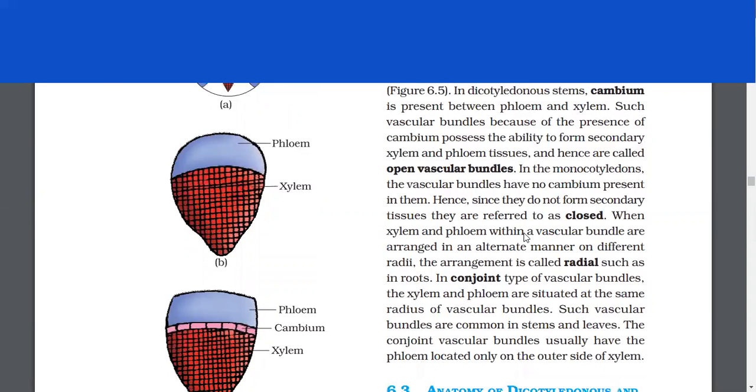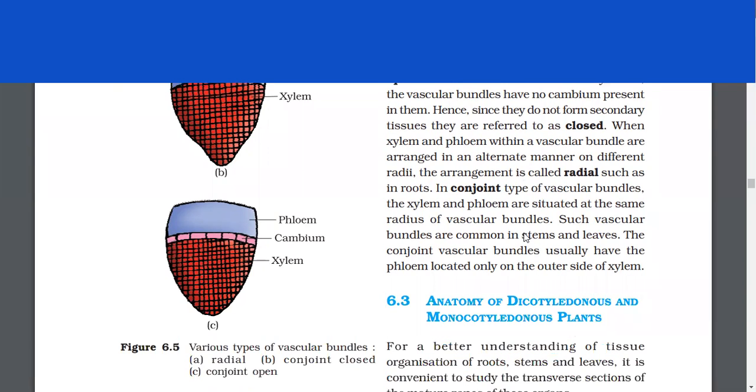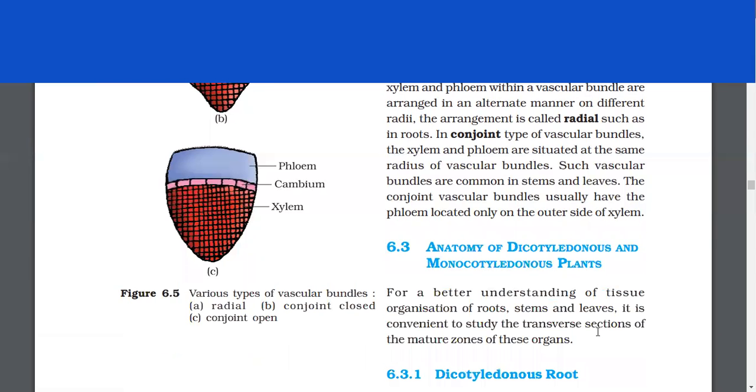In the monocots, the vascular bundles have no cambium present in them. Hence, since they do not form secondary tissues, they are referred to as closed. When xylem and phloem within a vascular bundle are arranged in an alternate manner on different radii, the arrangement is called radial, such as in roots. In conjoined type of vascular bundles, the xylem and phloem are situated at the same radius of vascular bundles. Such vascular bundles are common in stems and leaves. The conjoined vascular bundles usually have the phloem located only on the outer side of xylem.